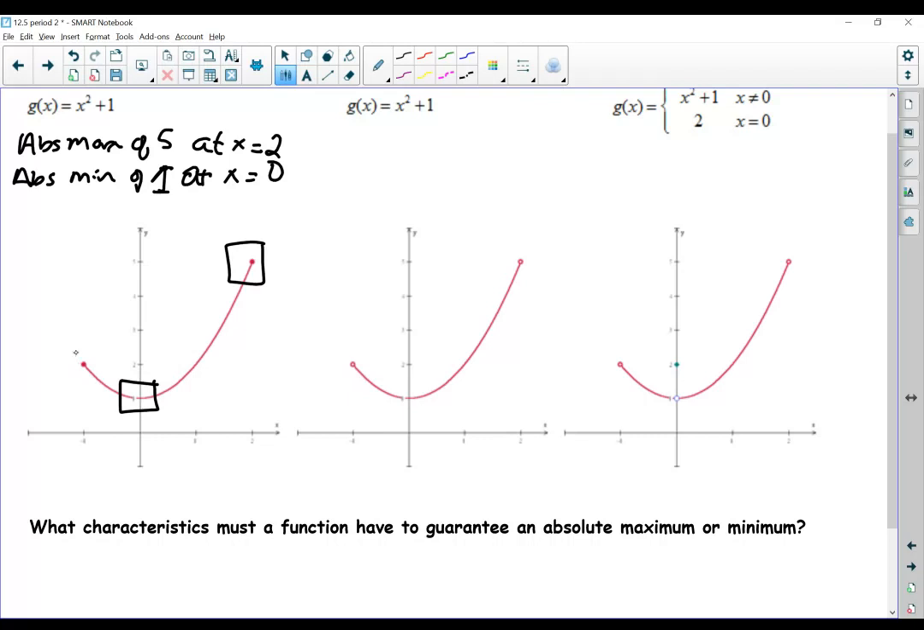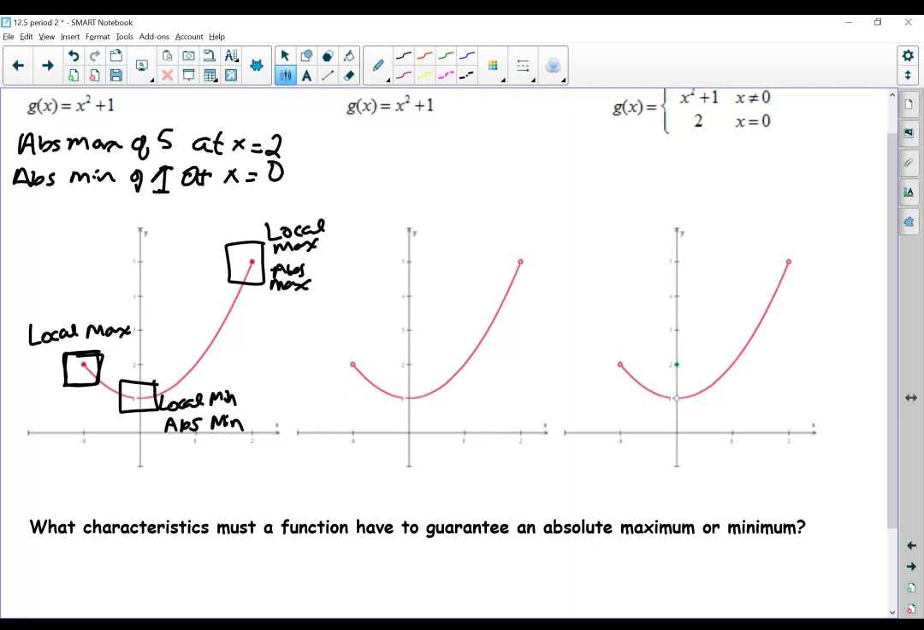Now, there is one other point I want to talk about, this point right here. In that neighborhood, if I draw a little box around it, it is the highest point in that neighborhood. So this would be a local max, but it is not the absolute max. This is also a local max, and it's the absolute max of that function. This would be a local min and an absolute min.